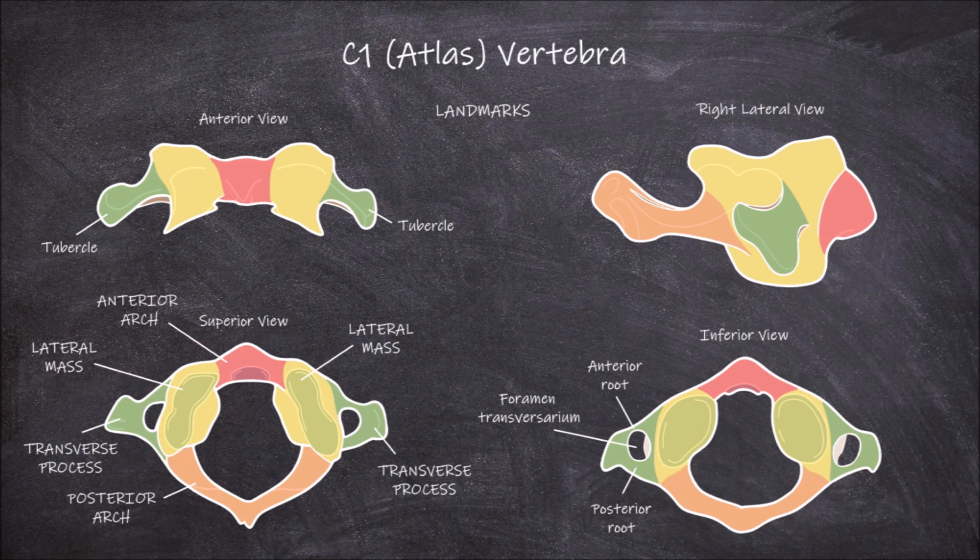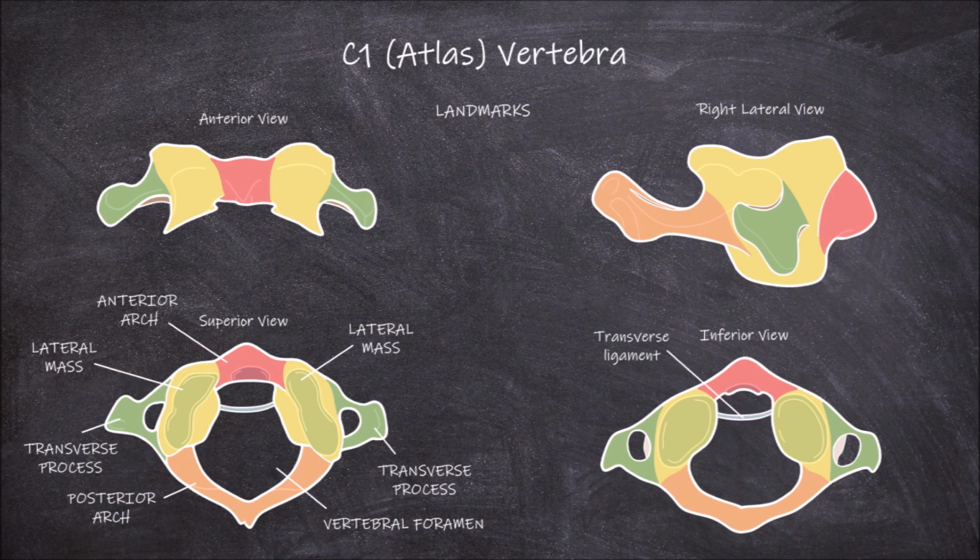In the center of the bone, an opening is formed known as the vertebral foramen. The transverse ligament runs between the tubercles on the medial surfaces of the lateral masses, dividing the vertebral foramen into two compartments. The smaller anterior compartment is occupied by the dens of the C2 axis vertebra. The larger posterior compartment is occupied by the spinal cord and the membranes covering the spinal cord.